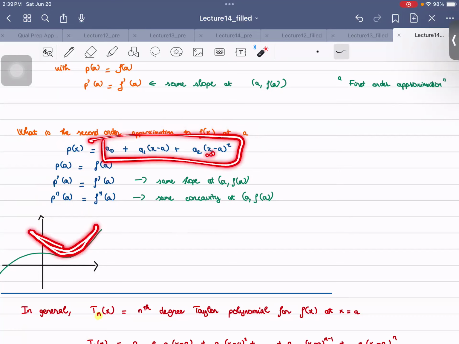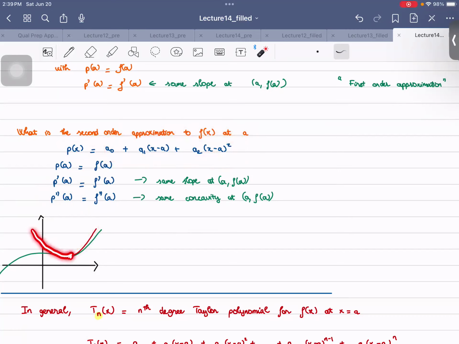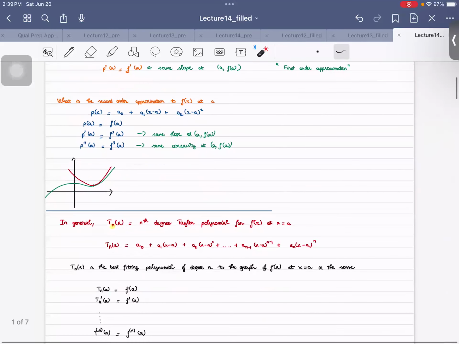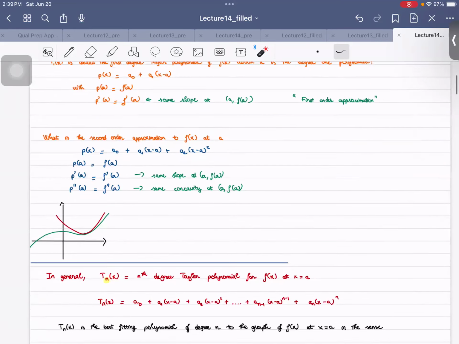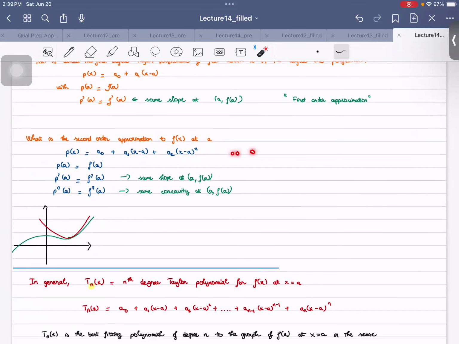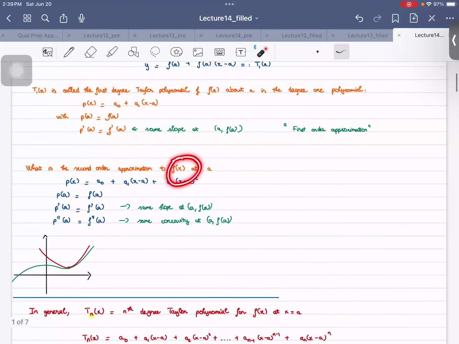And the point is, around this point, your approximation also opens up like the way the green curve opens up. You see that? Okay, over here they open up. This one is also open up. So the second order approximation will carry more information about your original function. So in general, if you have more terms in your approximation, you will have a better fit to your original function.